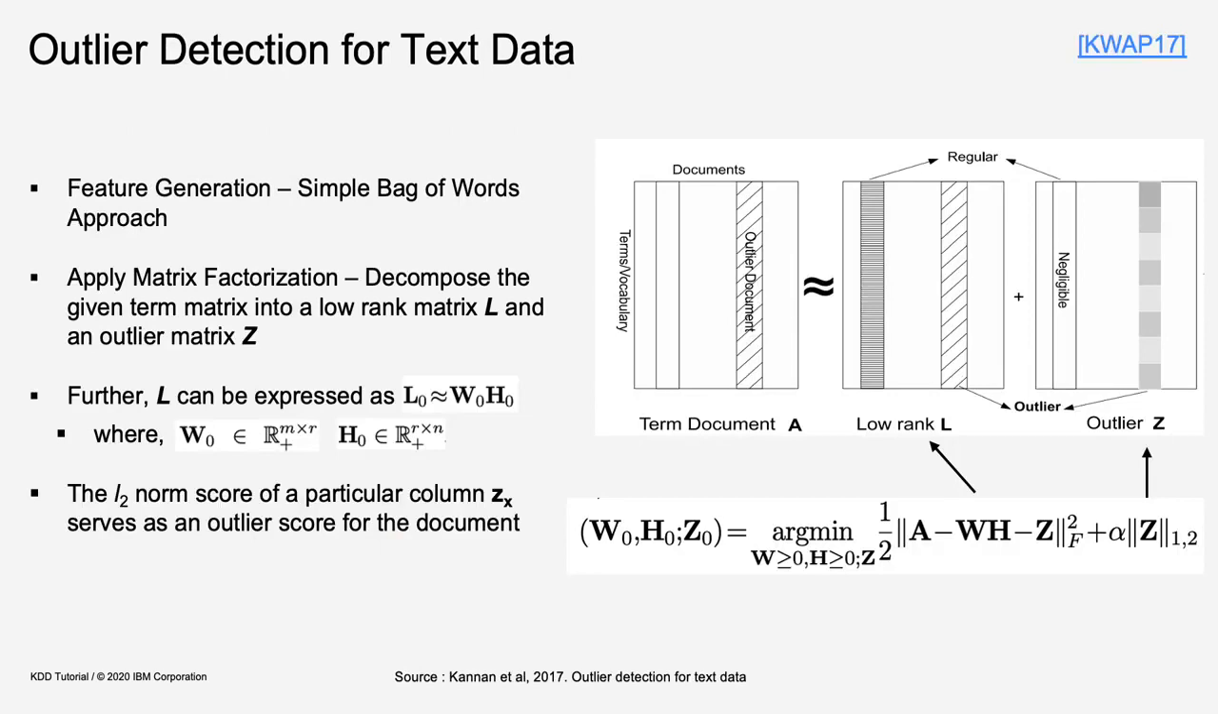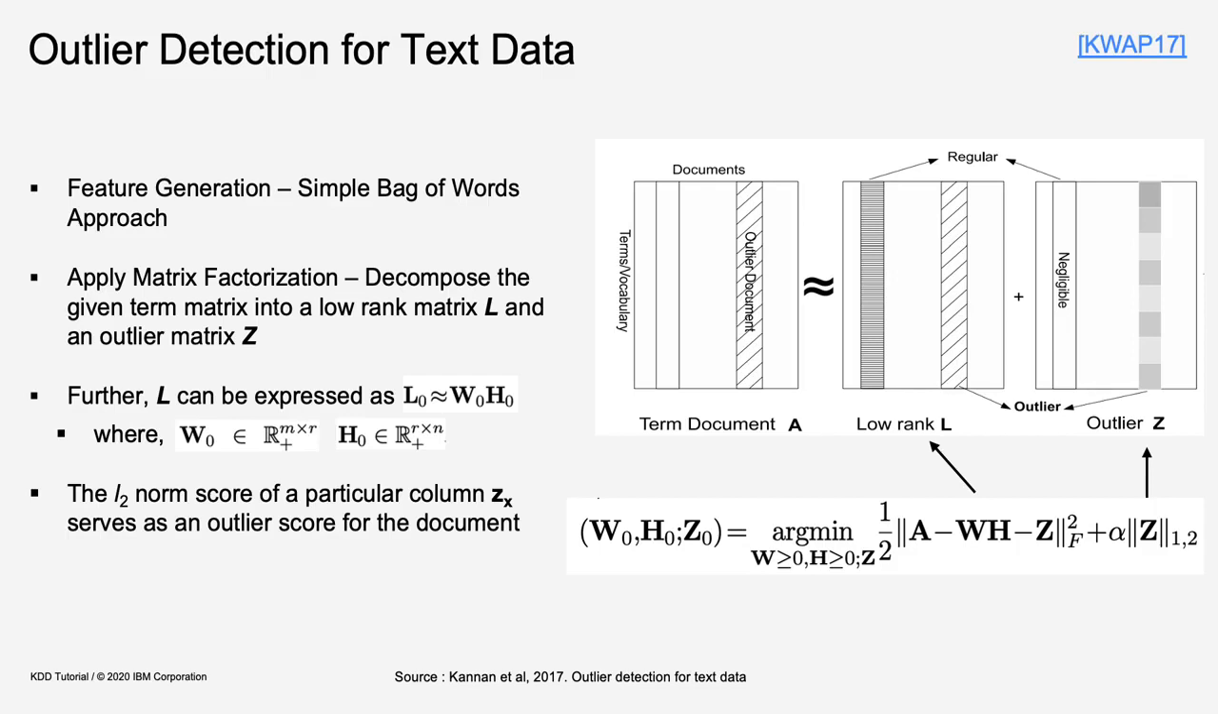Outlier detection for text data was published in SIAM 2017 by Kannan et al., and proposes a matrix factorization technique to detect outliers in text data. Matrix factorization technique is predominantly used in recommender systems to decompose an interaction matrix into two low-dimensional matrices. The same technique is applied here to identify outliers in the given text data.